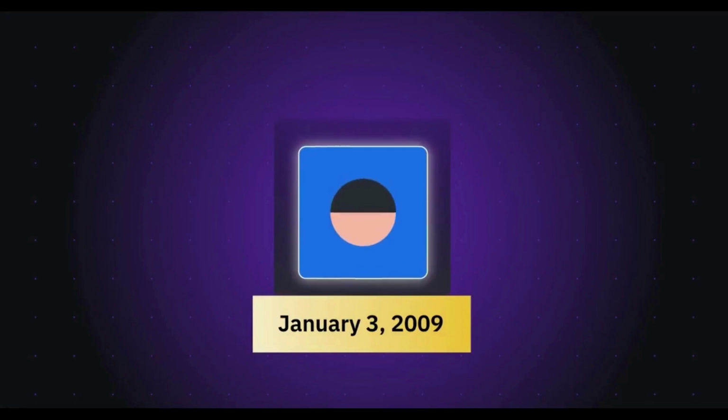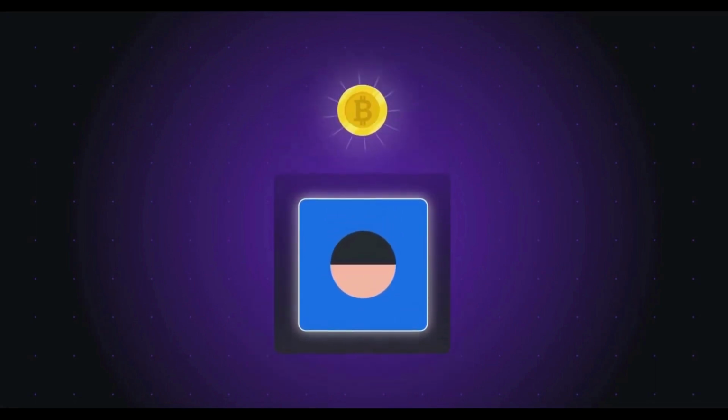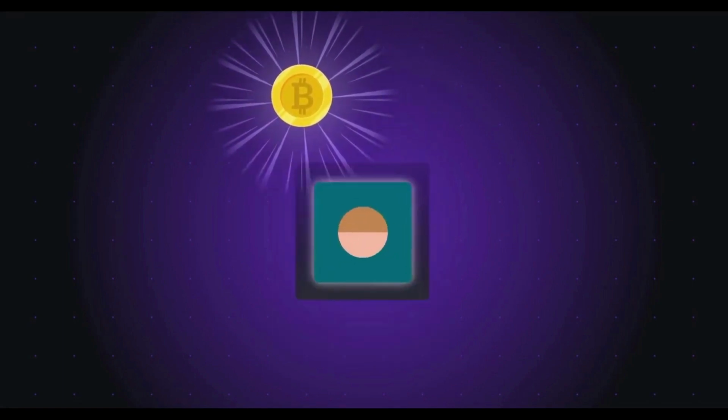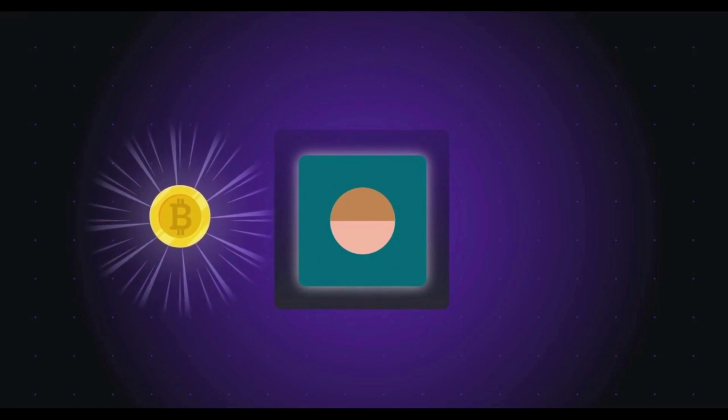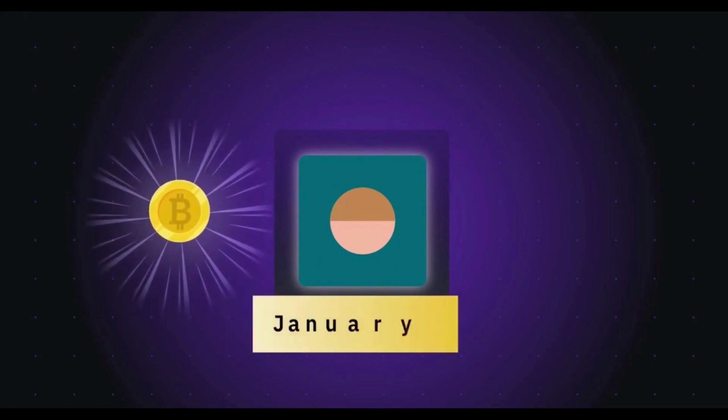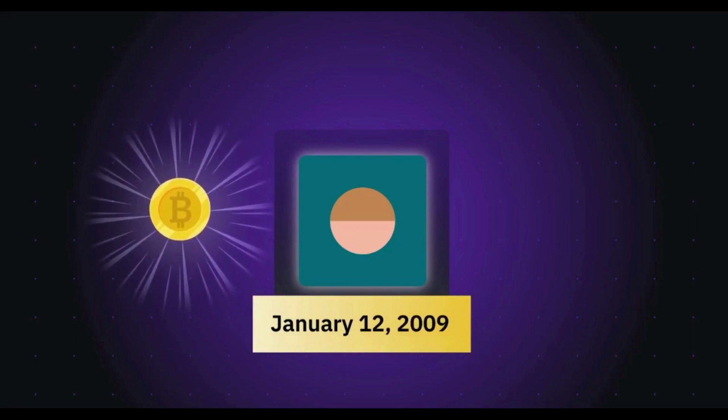On the 3rd of January 2009, Bitcoin came to existence when the first Bitcoin block was mined by Satoshi Nakamoto, who received a reward of 50 Bitcoins. The first recipient of Bitcoin was Hal Finney. He received 10 Bitcoins from Satoshi Nakamoto in the world's first Bitcoin transaction on 12th of January 2009.